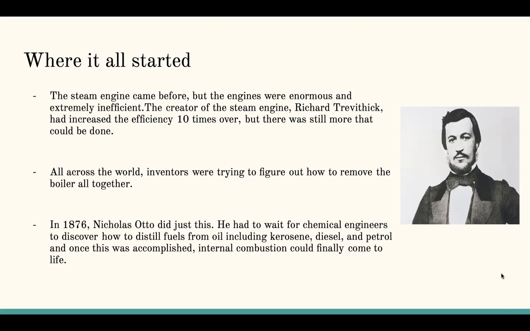So a little while after, in 1876, Nicholas Otto did just this. He had to wait for chemical engineers to discover how to distill fuels from oil, including kerosene, diesel, and petrol. And this took a little while. That's why it took him a little bit longer to create the engine. And once he accomplished this, the internal combustion engine could finally come to life.